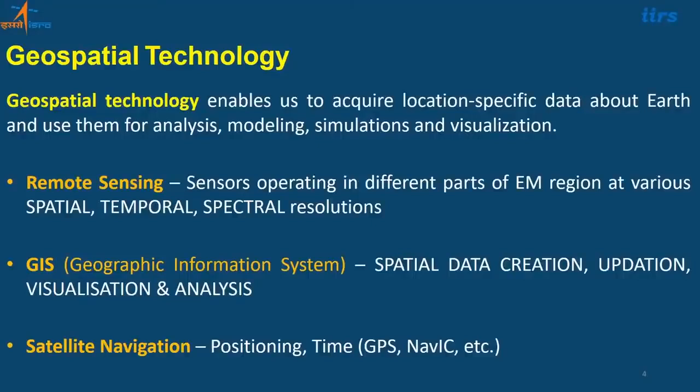If we talk about remote sensing, there we have various sensors operating in different parts of the electromagnetic region at various spatial, temporal and spectral resolutions. What are these spatial, temporal and spectral resolutions? I will be covering them later in the slides, because these are the typical characteristics of remote sensing data. You should be aware of these terminologies. Similarly for GIS, we will be talking about spatial data creation, updation, visualization, and analysis.